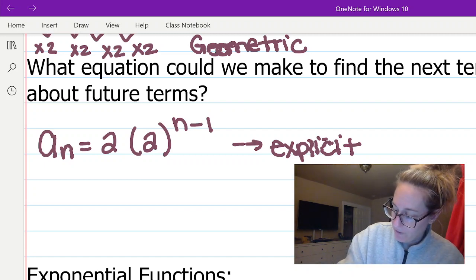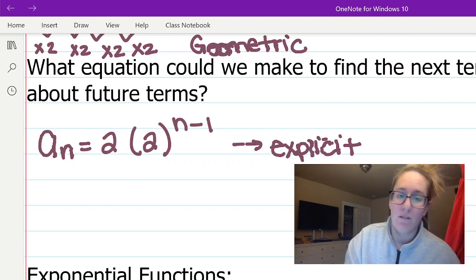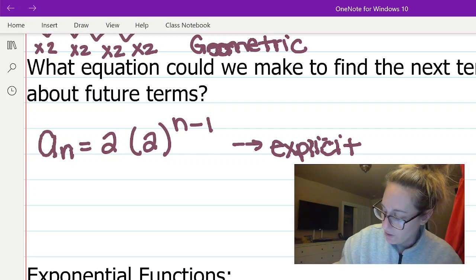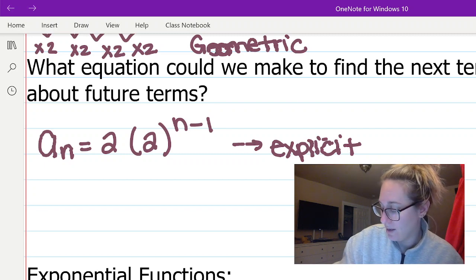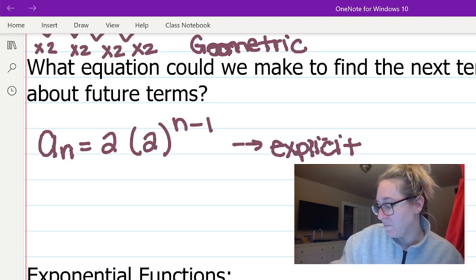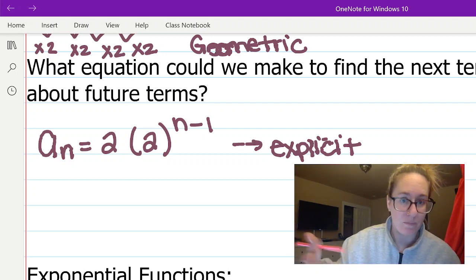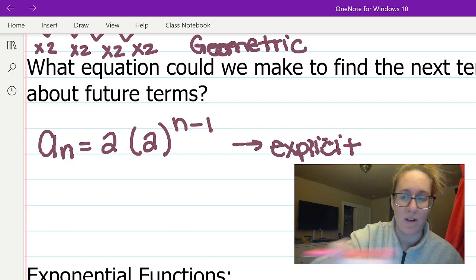All right, so our first difference is that we are starting at 0. So our function starts at 0, which changes our equation a little bit.